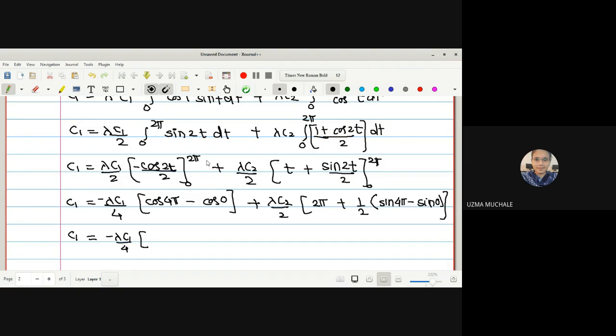1. Correct. 1 minus 1, it will be 0, plus lambda C2 upon 2, it will be 2 pi plus 1 upon 2, again what is sin n pi? 0. Sin 0 is 0. Correct?